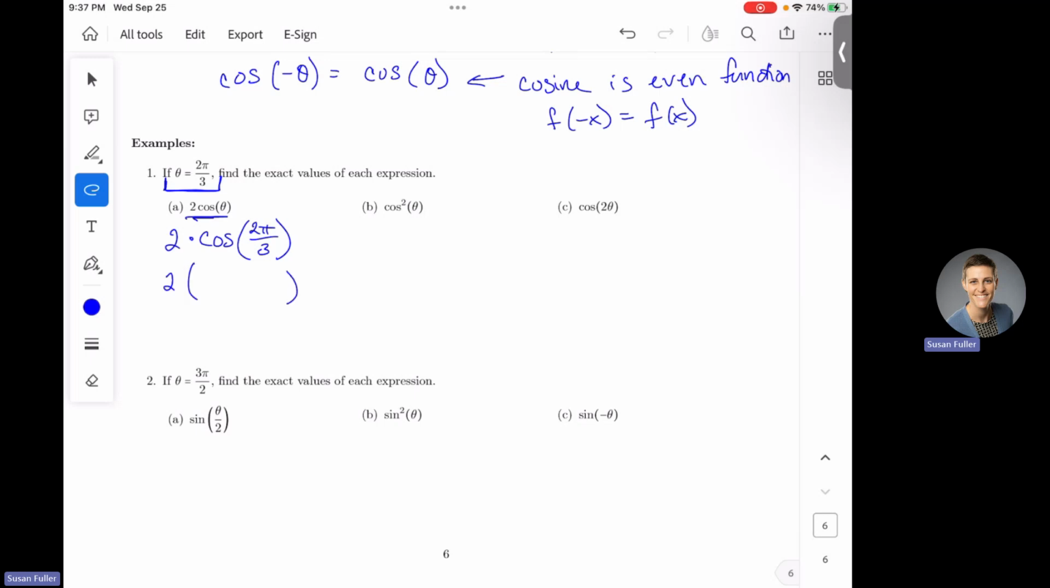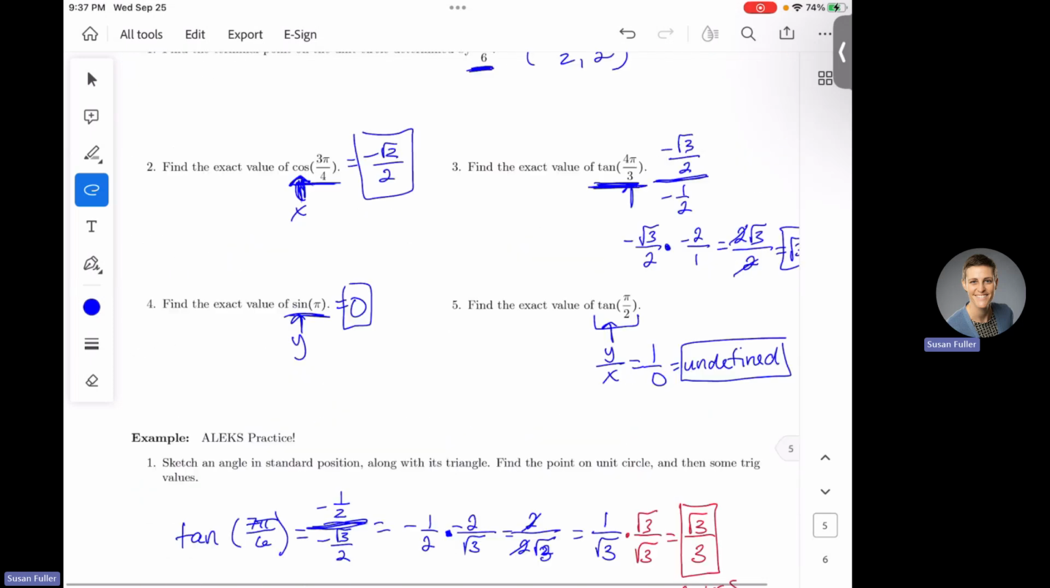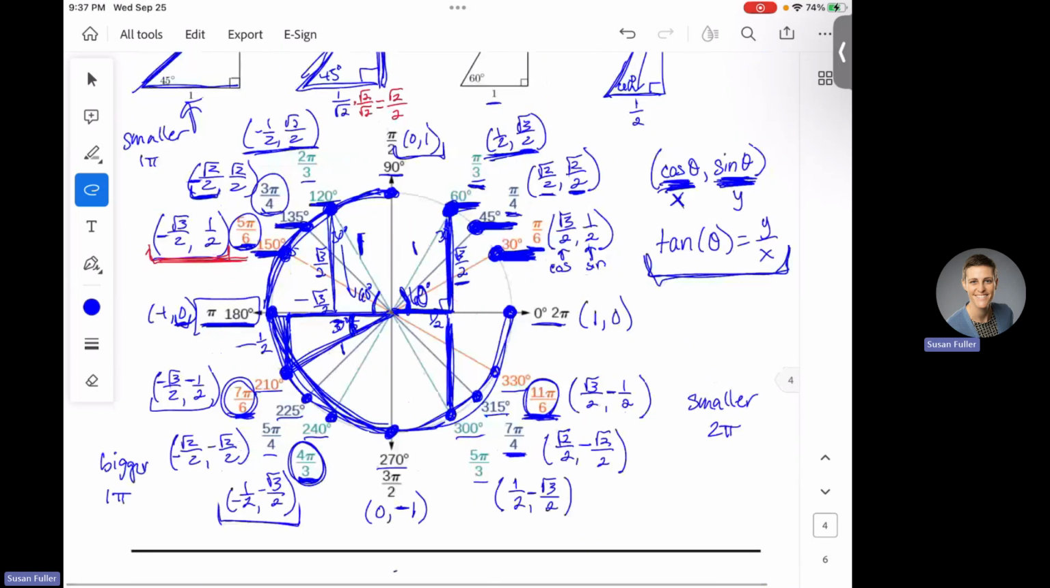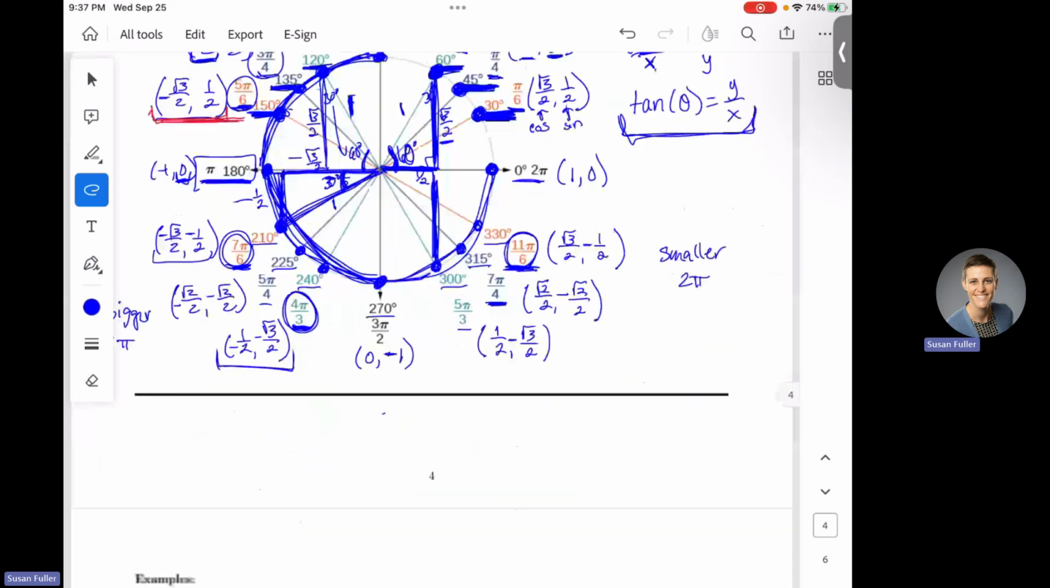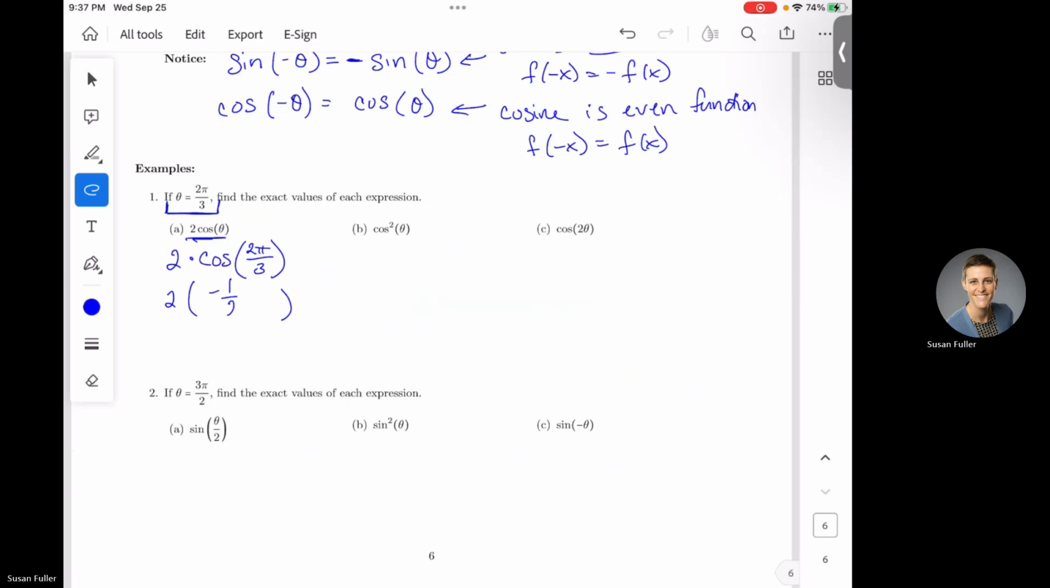So what's the cosine of 2 pi over 3? Well, I'm going to come back up to my unit circle. 2 pi over 3 is a little bit smaller than 3 pi over 3. It's a little bit smaller than 1 pi. So I'm going to be up here in quadrant 2. 2 pi over 3 is here, and I'm looking for its cosine value. That's the x-coordinate. So the cosine of 2 pi over 3 is negative 1/2. So what's 2 times negative 1/2? Yep, it's negative 1.